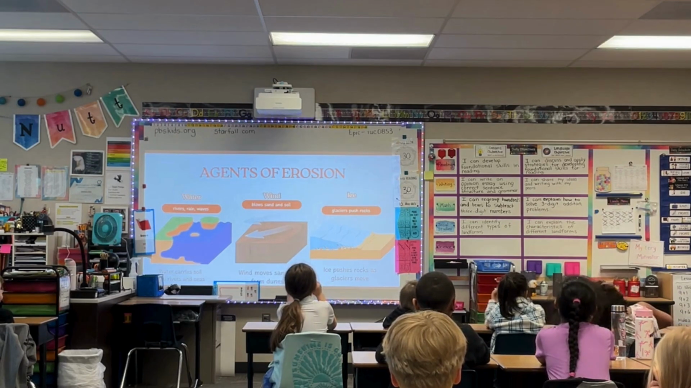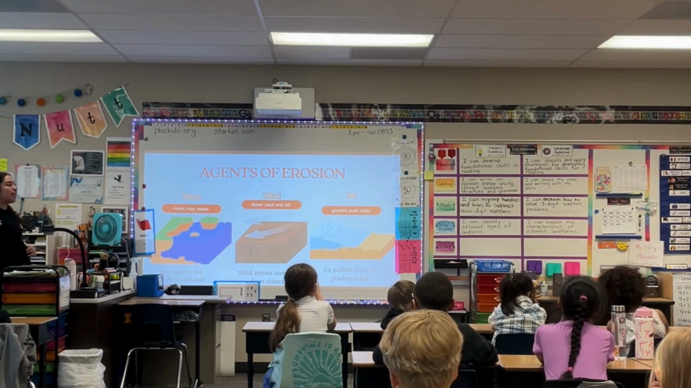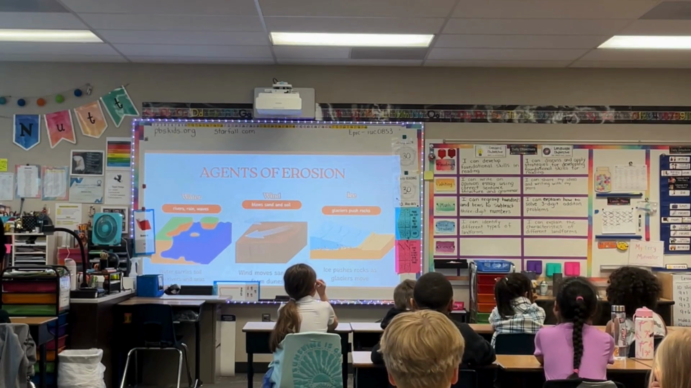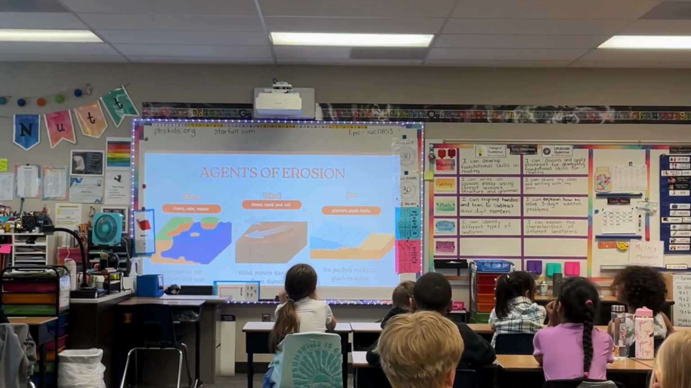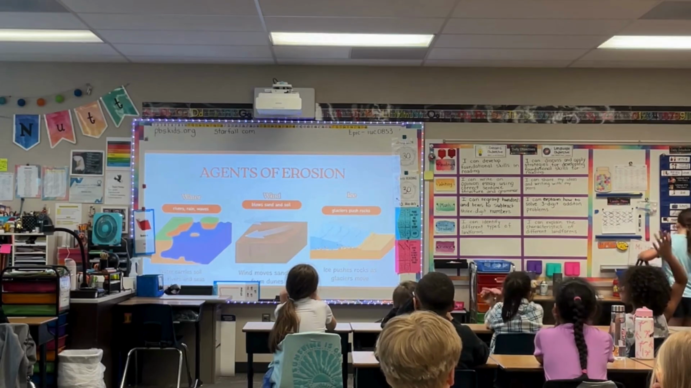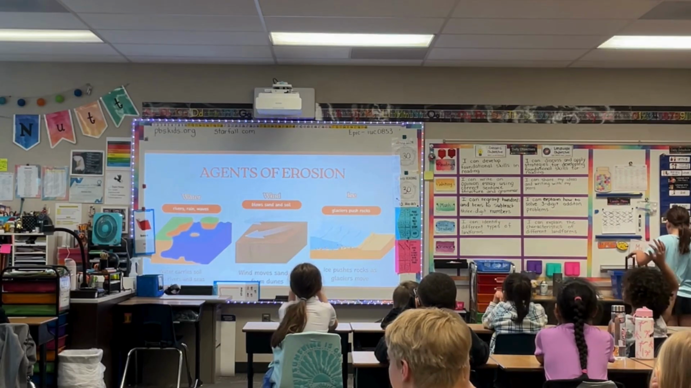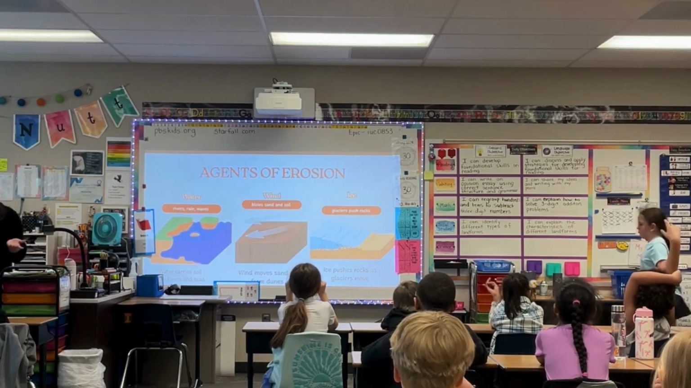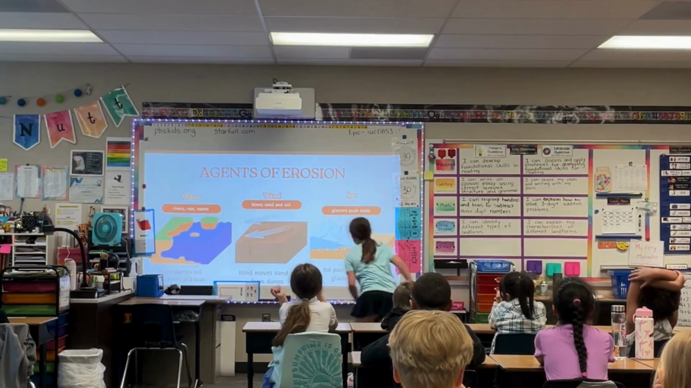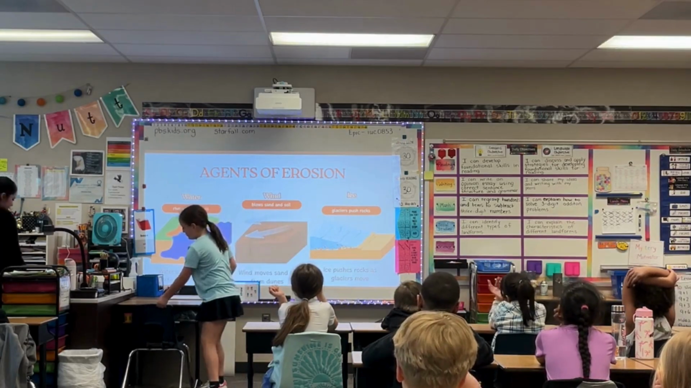Good. So our ice is going to be the fastest. Then, what's going to be the next fastest? Harper? Water. Our water erosion is going to be quicker than our wind. So then that leaves our wind for last. Our wind is going to be the slowest between these three.